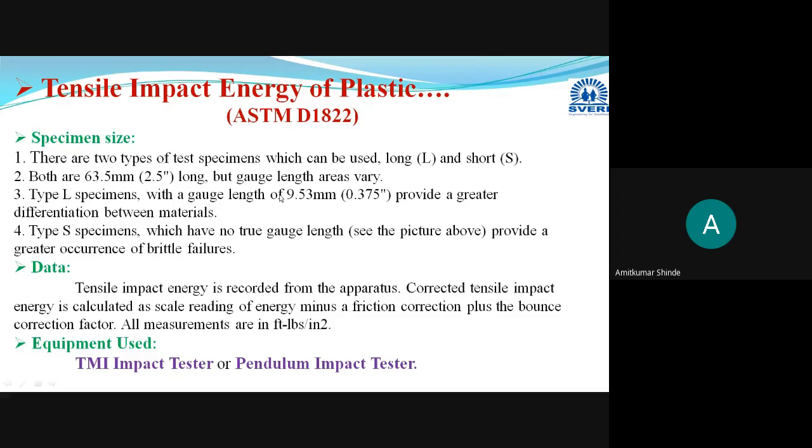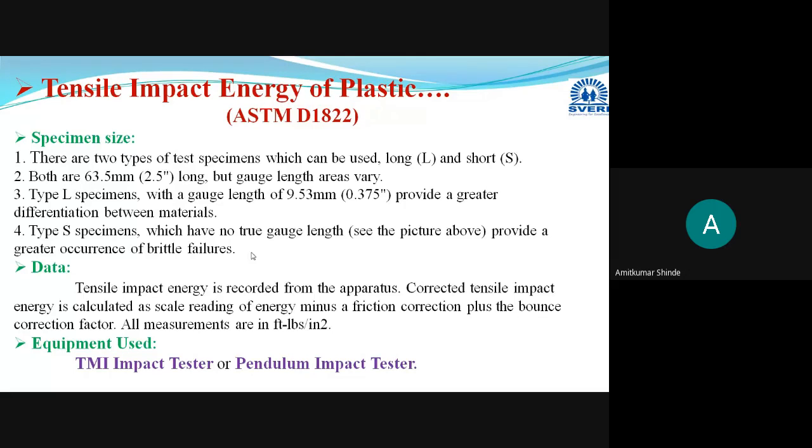Gauge length is 9.53, and in the S type specimen, that is the short specimen, they have not exactly mentioned the gauge length. They have not provided the exact value of the gauge length. Depending on the material, you have to prepare it accordingly.